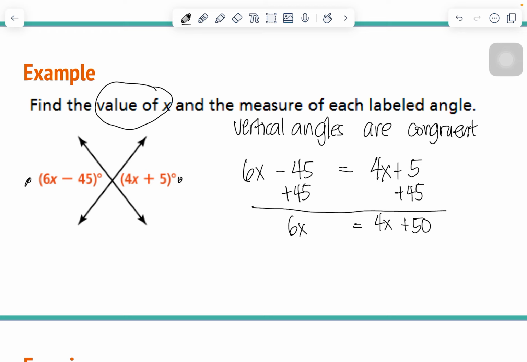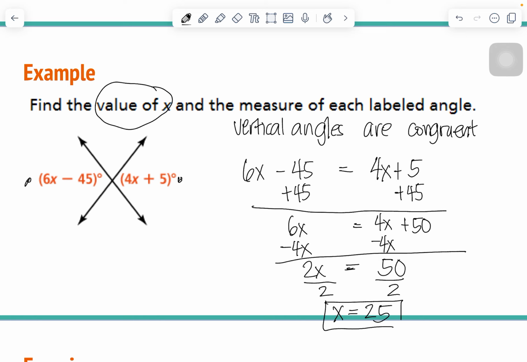So there's still x in here, so I will be moving 4x on the other side. That means I'll subtract 4x. And that will give you 2x is equal to 4x minus 4x is 0, so bring down 50. And that gives us 2x by division property of equality. That will give us x is equal to 25. So for x is equal to 25, that makes it this.